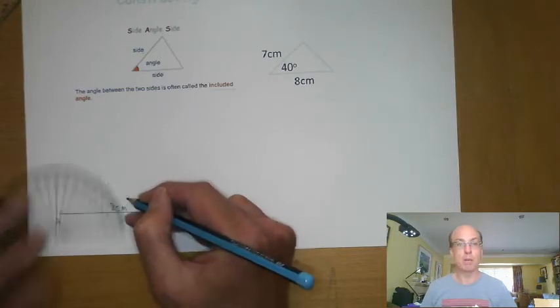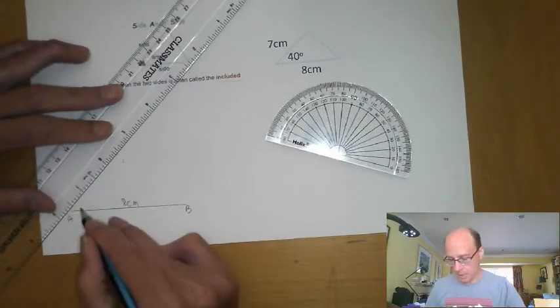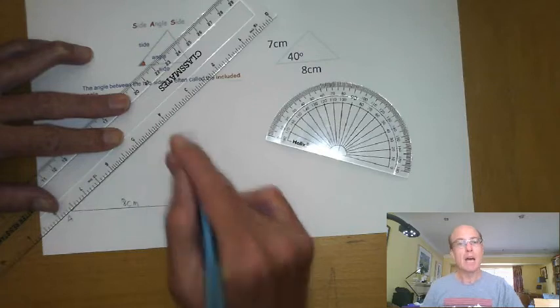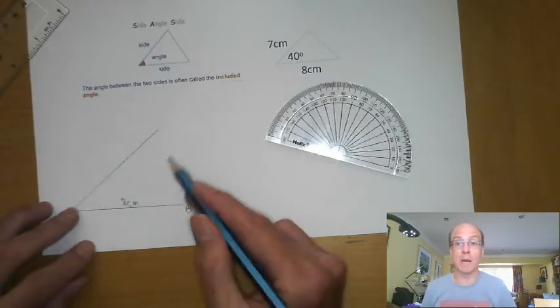Put a mark on the paper, and then I'm going to connect and draw a line that connects the point A with the point I've just drawn. And I know that the third point of my triangle must sit somewhere along that line.